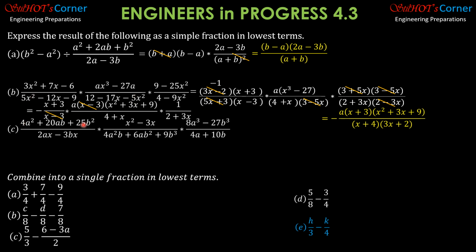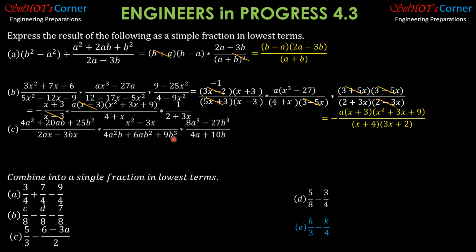For the next one, take note that this is a perfect square. Square root of 4a squared is 2a, square root of 25b squared is 5b. So 2a times 5b is 10ab, times 2 is 20ab. So this is a perfect square trinomial. The complete factored form is quantity 2a plus 5b squared. The denominator, the common factor is x, so x times 2a minus 3b. Here, the numerator is x squared minus 3x, x is common, so we factor this into x, quantity x minus 3.